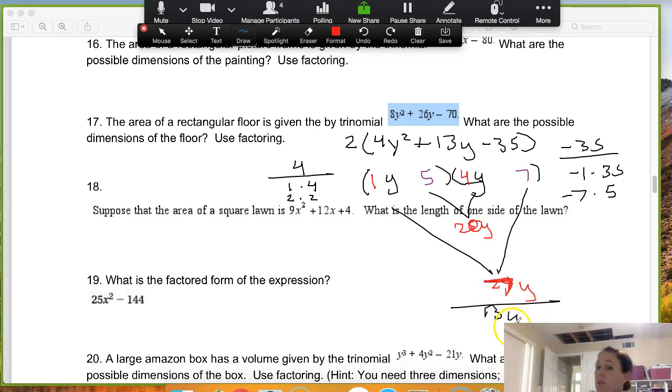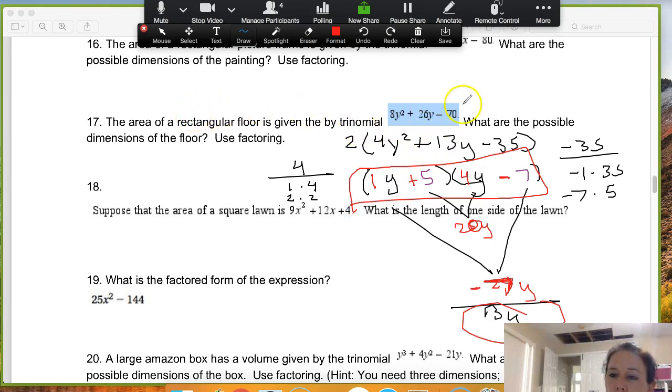That could give me 13 y's, but this guy has to be negative. 20 minus 7. So now I know what I want. I want negative 7 and I want positive 5. So that gives me 20. That gives me negative 7. 20 minus 7 gives me 13. And there's my factors, guys. That's it. So what are possible dimensions of the floor? You're going to have y plus 5 and then 4y minus 7. And then you have this 2 out here.